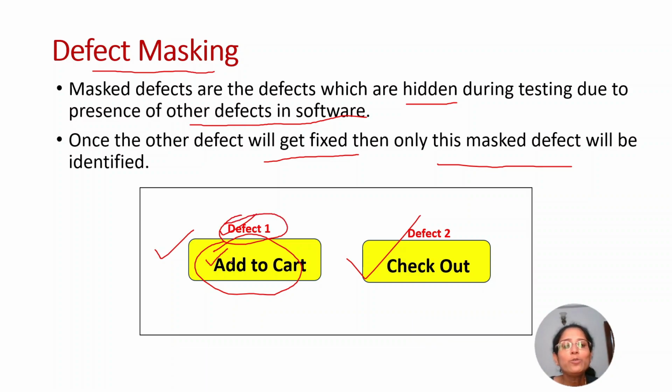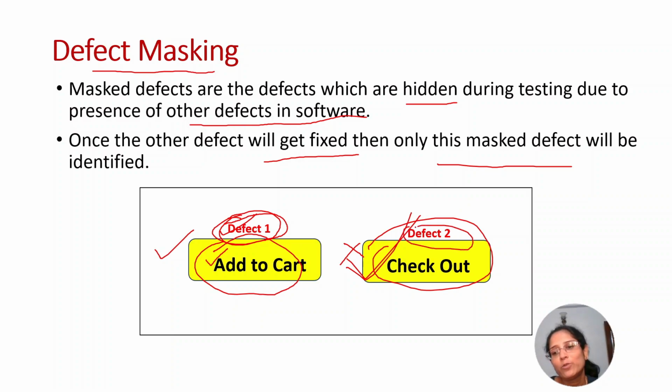Due to the add to cart button not working, I am not able to do the checkout, because in this add to cart page only I am not able to add the product to the cart. So I stop in this page and am not able to proceed to the checkout option. This is my defect one, and since I am not able to reach the checkout page, suppose that checkout page has some other defects.